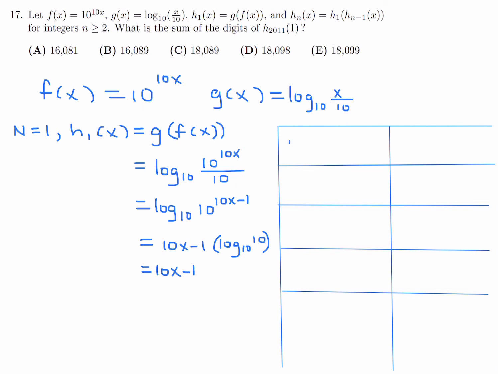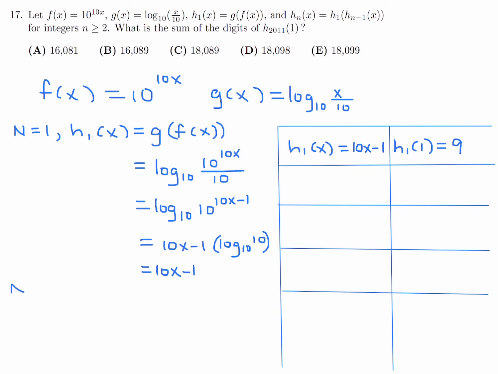So put that in here, make a little table, right? H1 is 10x minus 1. Now, they want to eventually figure out h sub 2001 when x is 1. So let's figure out what it is for these when x is 1. And that will immediately just give me 9. So hopefully there'll be some pattern, and hopefully the pattern will emerge sooner rather than later.